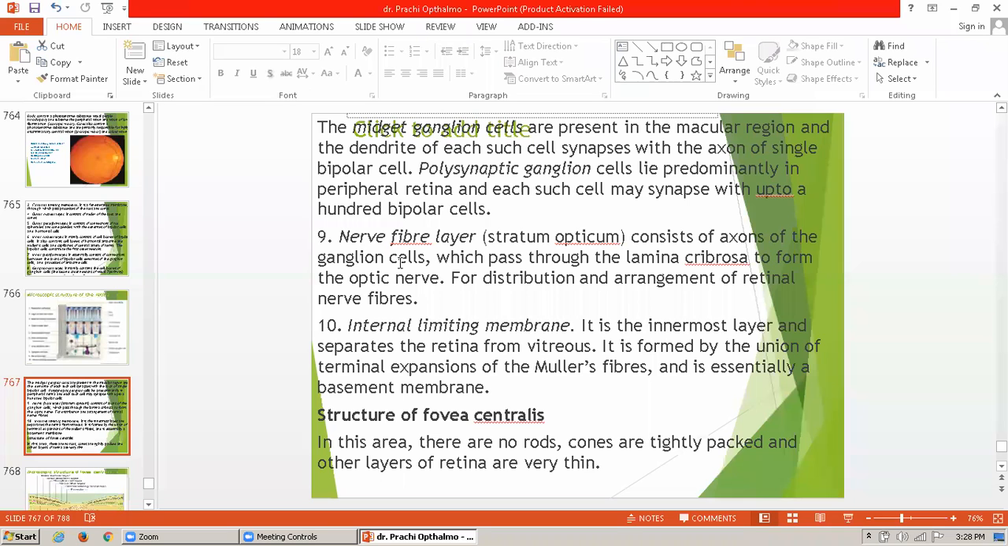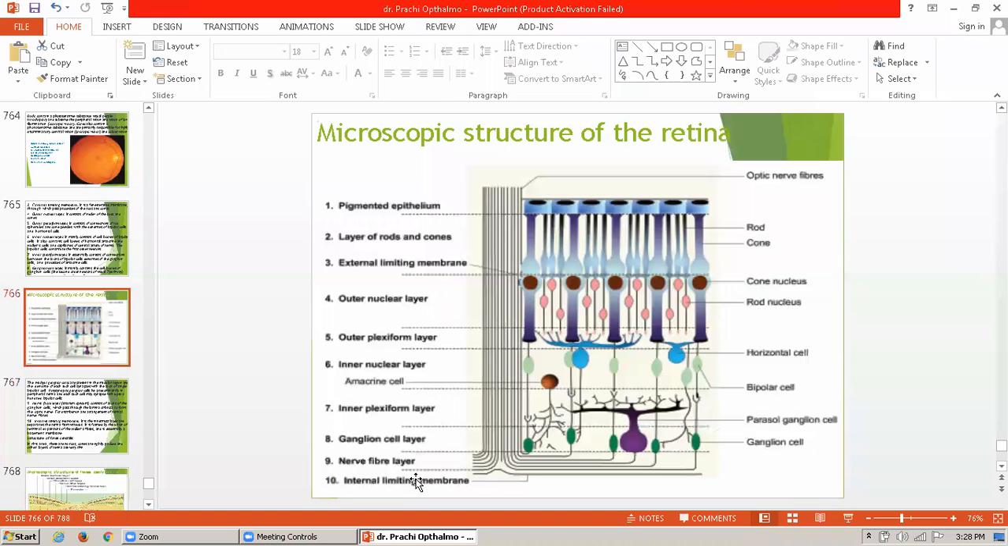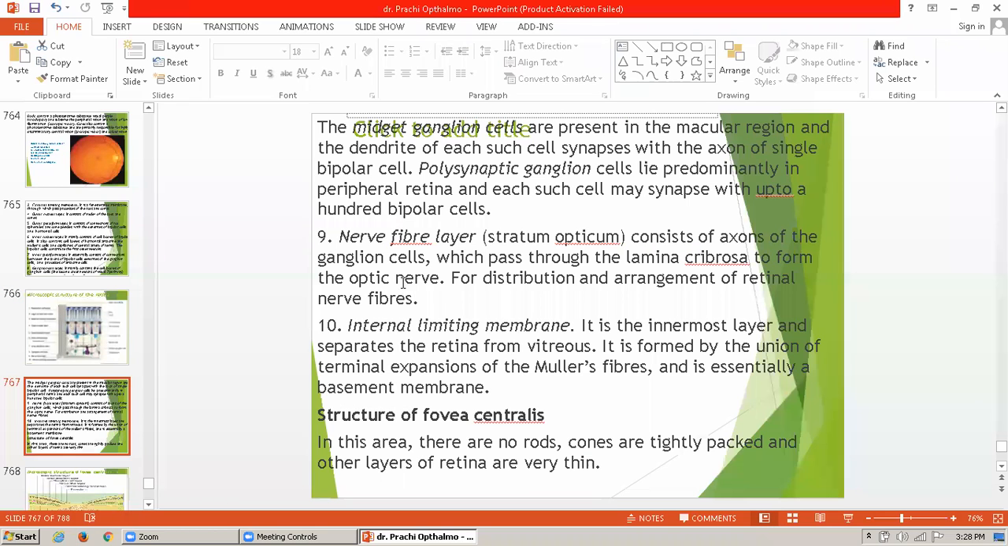Then the nerve fiber layer. So this is the nerve fiber layer, that is the stratum opticum, which consists of axons of the ganglion cells which pass through the lamina cribrosa to form the optic nerve, and for distribution and arrangement of the retinal nerve fibers.